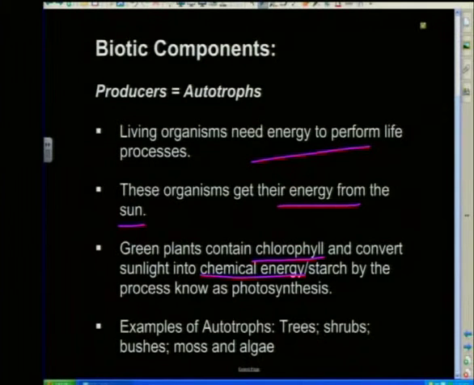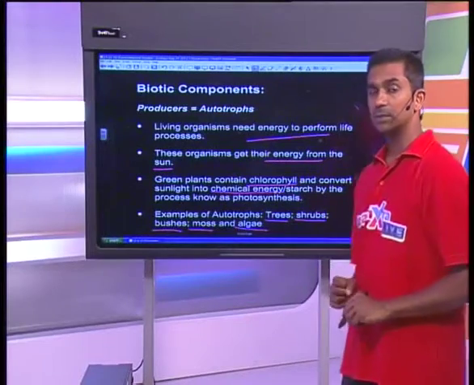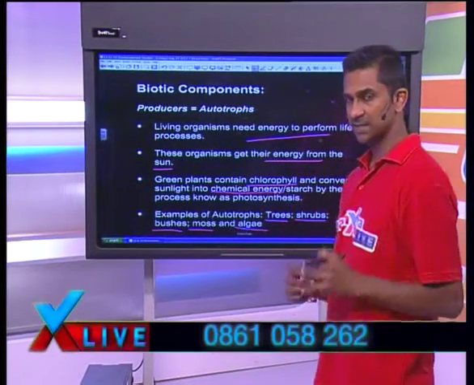Examples of some of the autotrophs are plants, the trees that we see around us, shrubs, bushes, moss plants, as well as algae. And these are the aquatic plants that are capable of photosynthesizing in water.